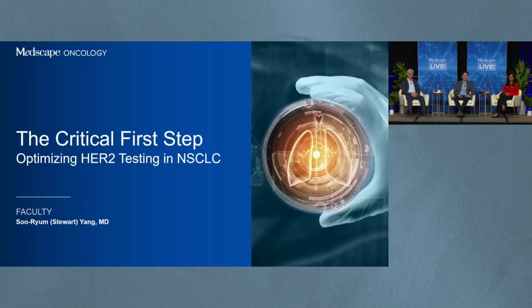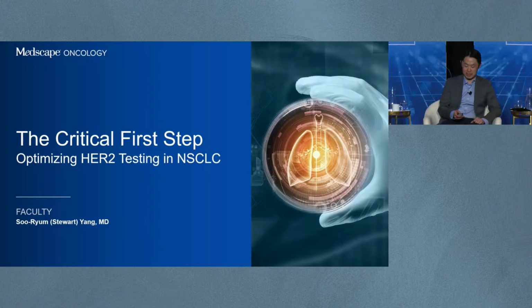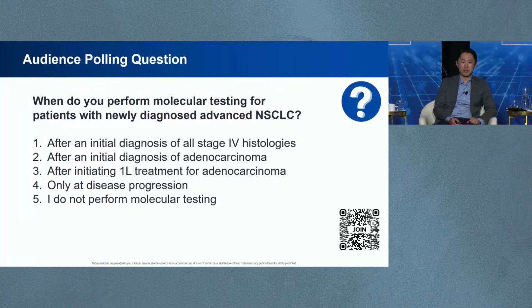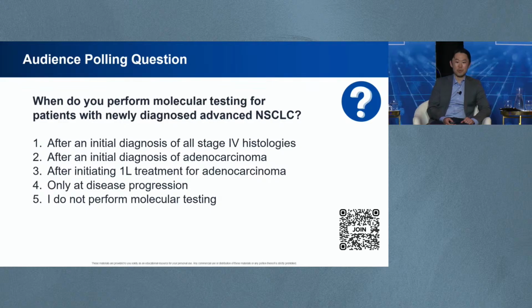All right, so today we're going to talk about the critical first step, really thinking about how we can optimize HER2 testing in our patients with non-small cell lung cancer. So before we begin, I wanted to do another audience polling question. So here, when you perform molecular testing for patients with newly diagnosed advanced non-small cell lung cancer, these are the options below. So number one, after an initial diagnosis of all stage 4 histologies.